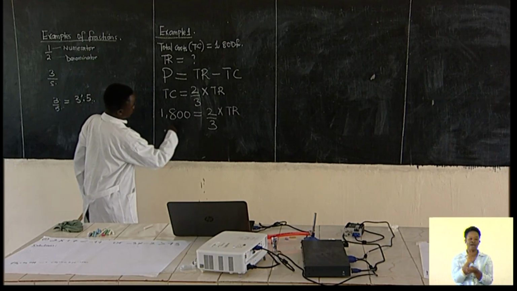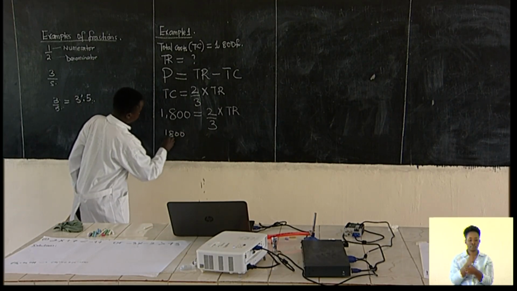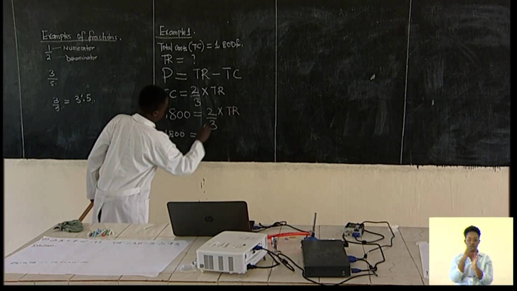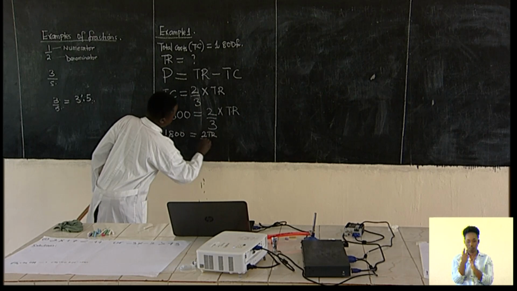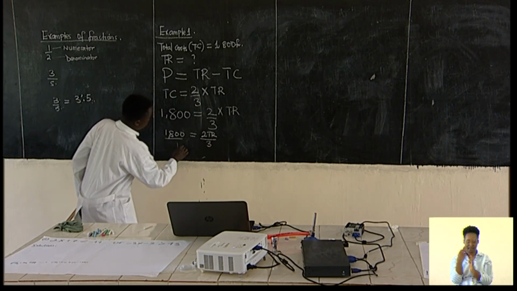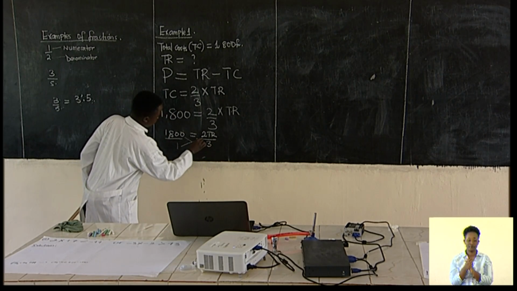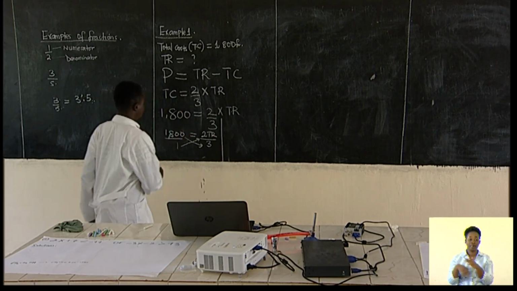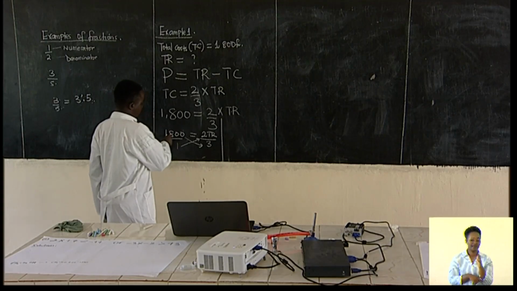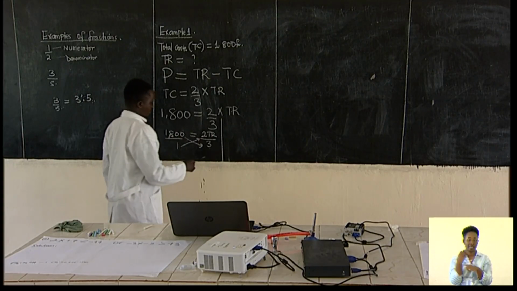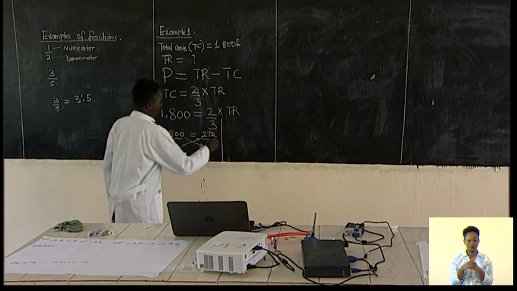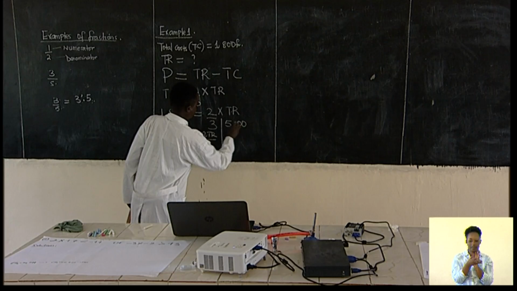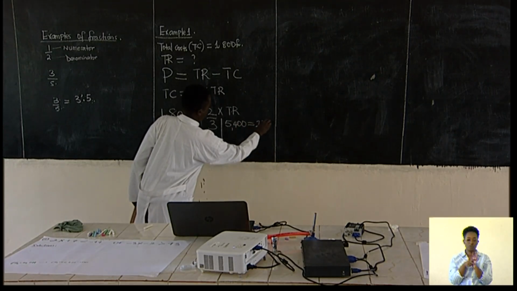So if you do this, 1,800 is equal to 2 times total revenue over 3. So over 1, then what you do here, you cross multiply. So if you cross multiply, then we shall have 1,800 times 3. So that is 5,400, which should be equal to 2 total revenue.